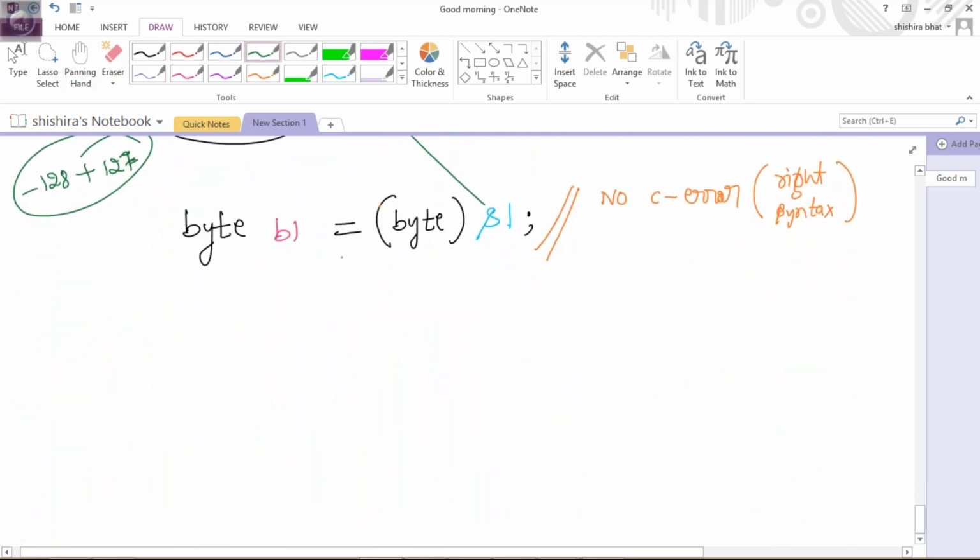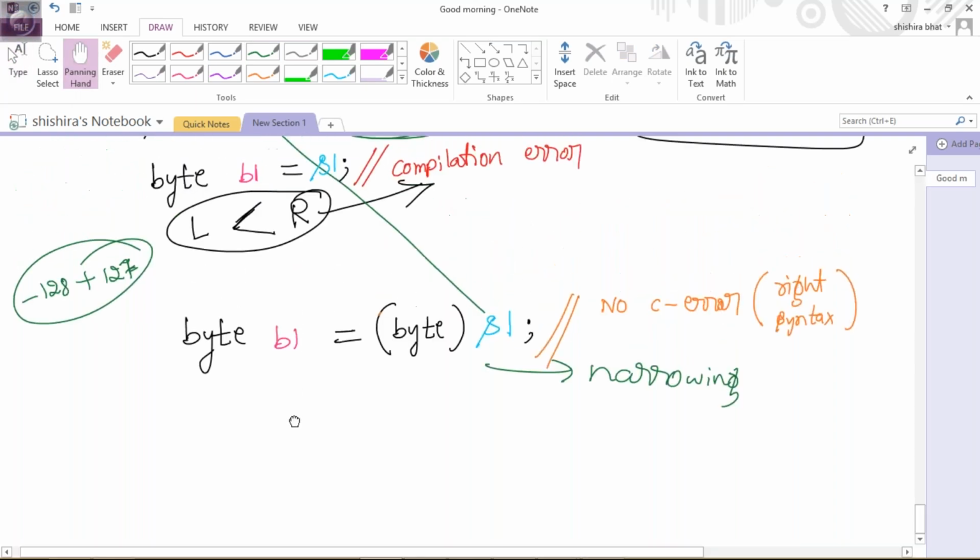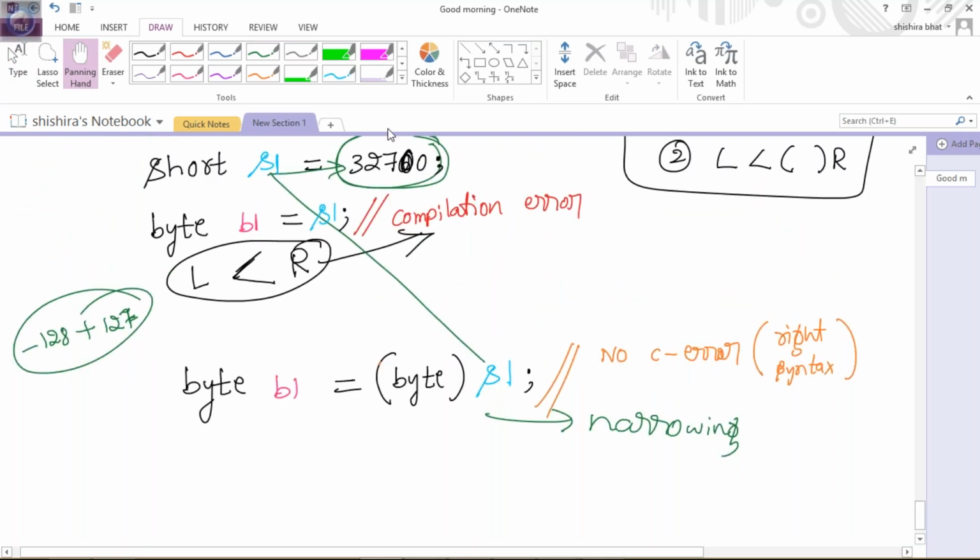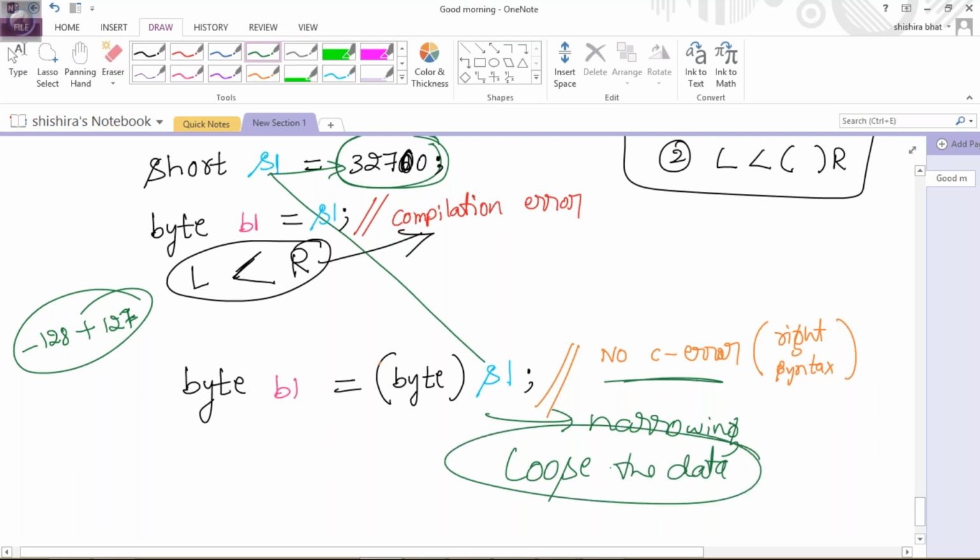When you try to downcast like this, it is called the narrowing concept. When you try to narrow, make sure the data is in range. Here you're assigning s1 to b1. s1 is 32,700. That is not in the range of byte. Hence you're going to lose the data. Be careful. No compilation error, but at runtime you lose the data.